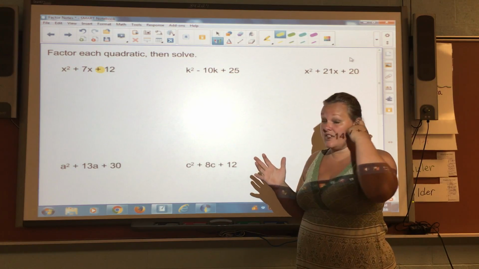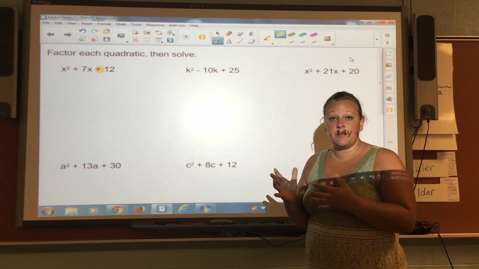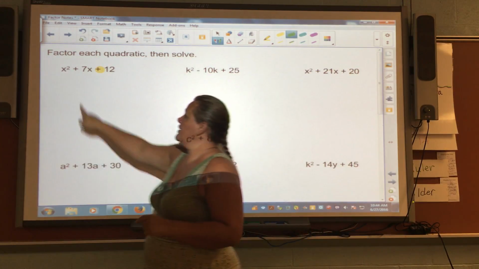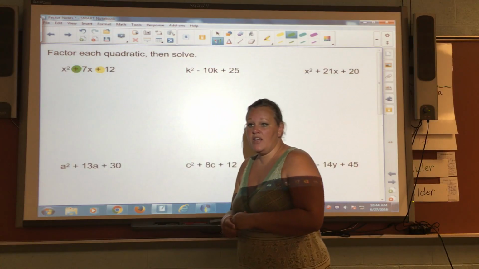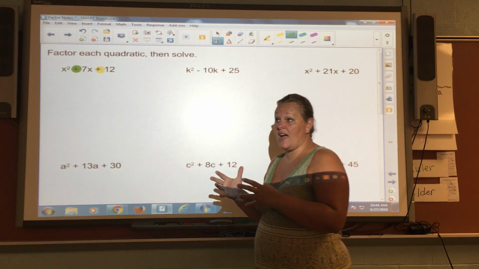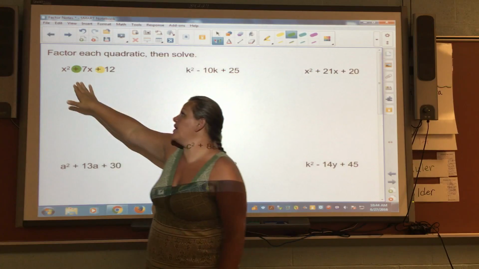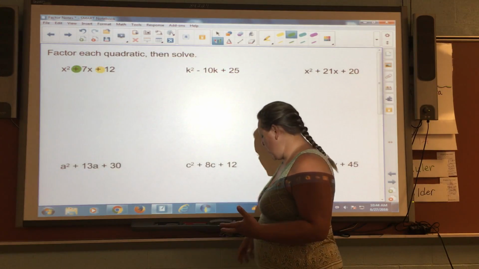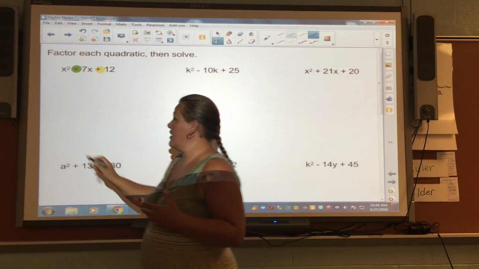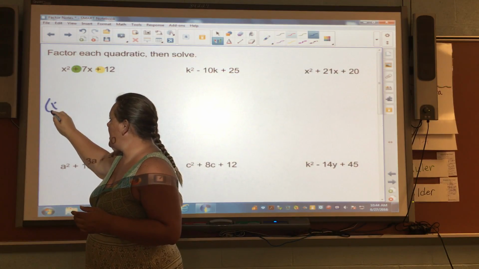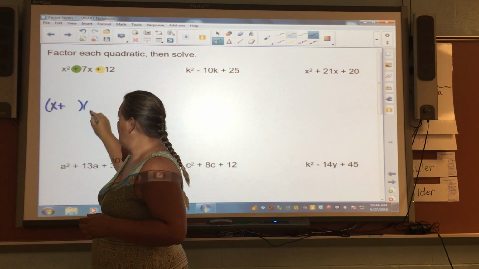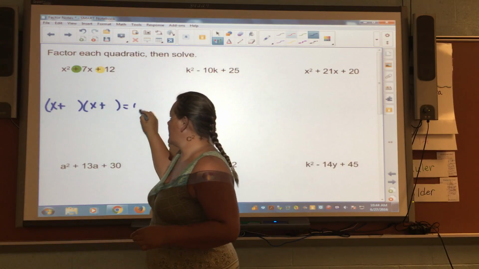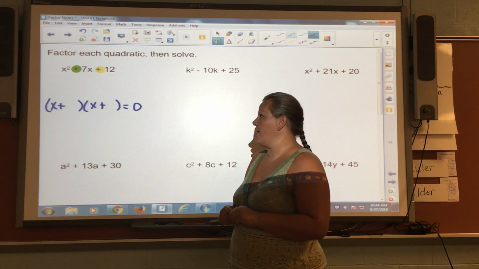So that means if it's positive, the signs have to be the same, okay? And we add to get to the center sign, so that means that the sign has to be the same. We keep it and add. So this second sign tells us what is going to be inside our parentheses. So we know we're going to have x plus something and x plus something. And then we can set each one of those equal to 0.